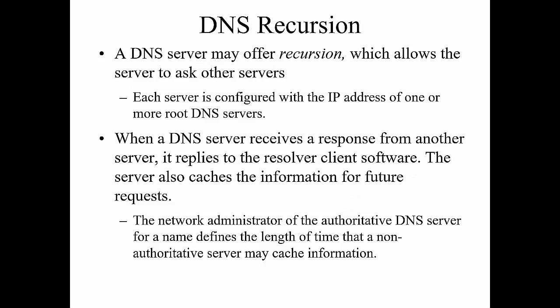DNS servers may offer recursive lookups, which allow servers to ask other servers. So just in case you have your own DNS server, if it doesn't know where an address is, where does it go? It can look at a server above itself, which is a recursive lookup, and if that server doesn't know, it will keep asking higher and higher servers until it figures out the address for the name that you want. And that's DNS in a nutshell.